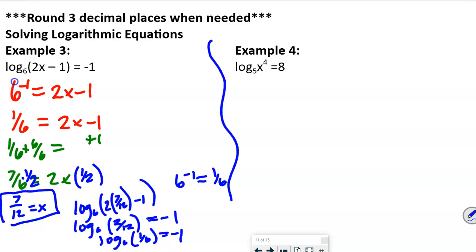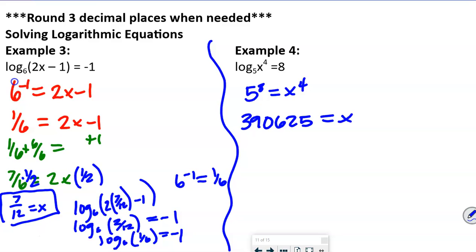Okay, so down here, again, take our base to the opposite side to the 8th power: 5 to the 8th power equals x to the 4th. 5 to the 8th power is 390,625, which equals x to the 4th. Remember what we do here. We take the inverse, or the reciprocal, which is 1/4. So this is going to be, sorry about that, y'all. So this is 25 is equal to x.